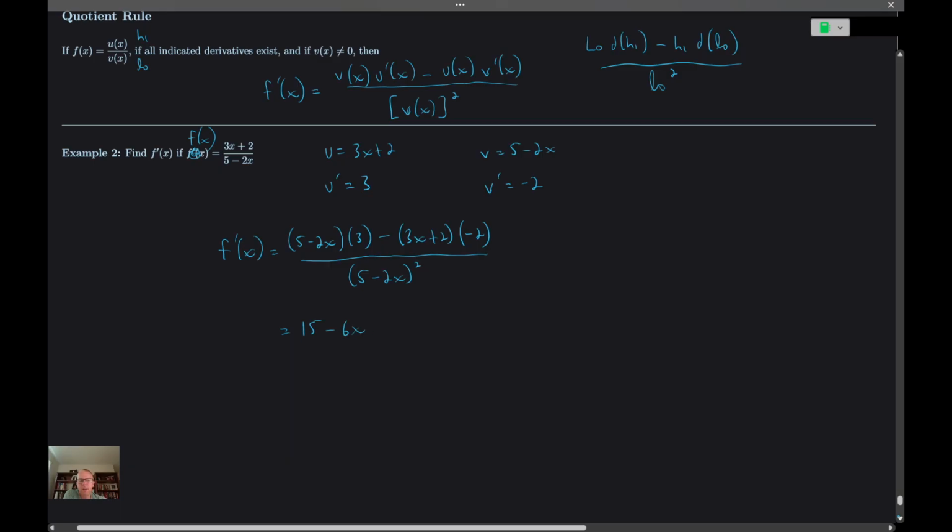So let's distribute the 3. So 15 minus 6x, distribute the negative 2. So we have plus 6x plus 4 over 5 minus 2x squared. And so the 6x's cancel, and then 15 plus 4 is 19. And there's our final answer.